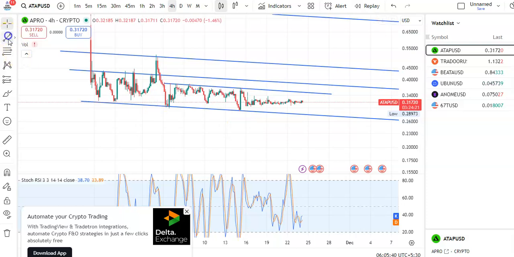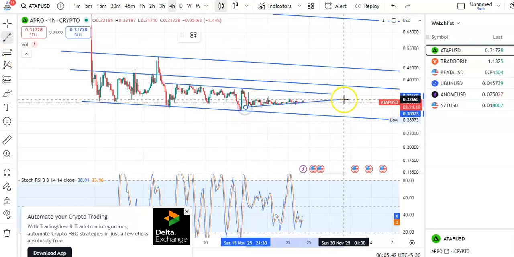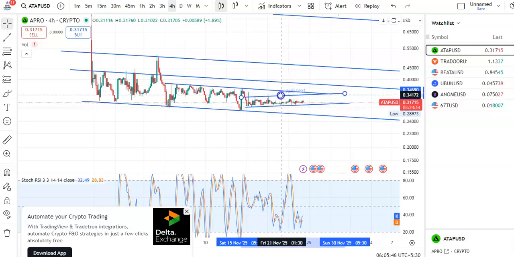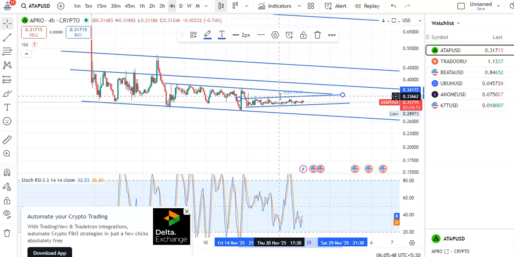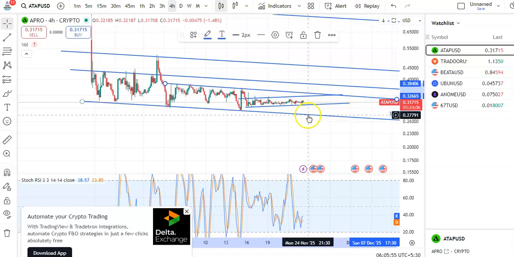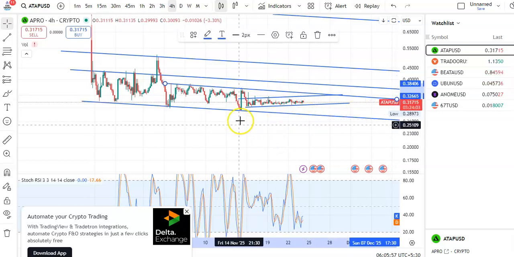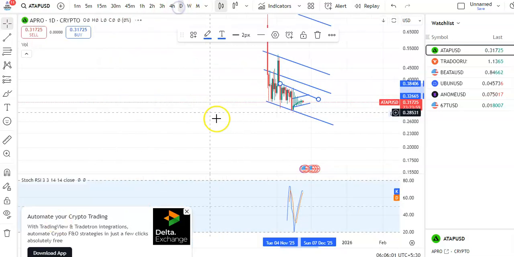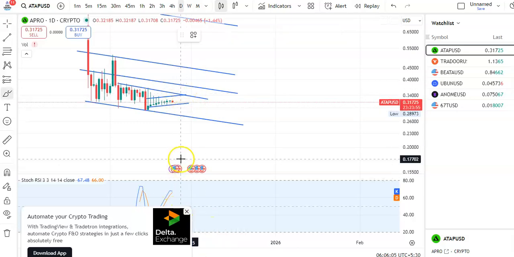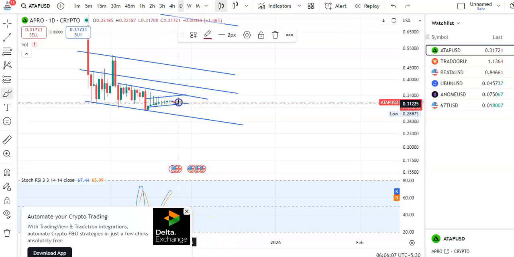Okay, so if you draw the trend line, you can see this is the support trend line, and this is the resistance trend line. So within this channel pattern only the candles are moving up. Slowly it is moving towards this resistance trend line. You can see that very clearly. And if you go to the daily chart also, you can see the candles are moving in an upward direction. So a little fall may take place, and then candles may start moving in this uptrend channel pattern.